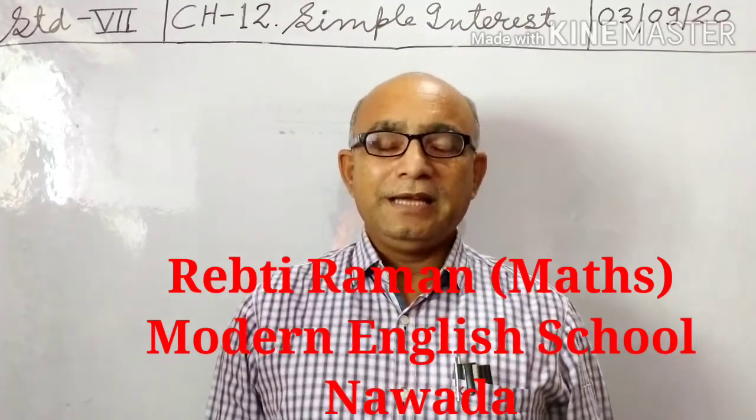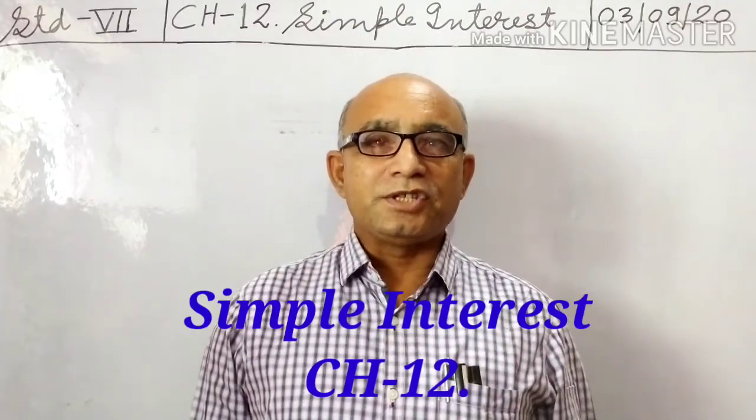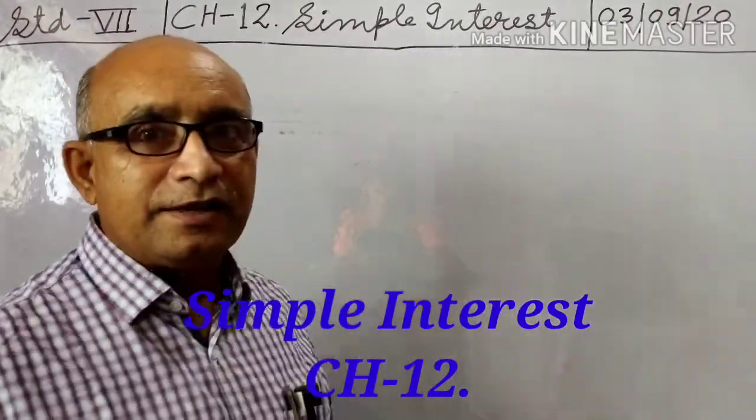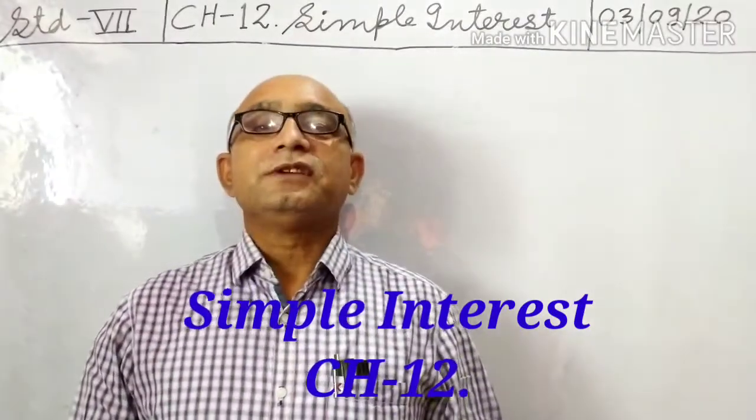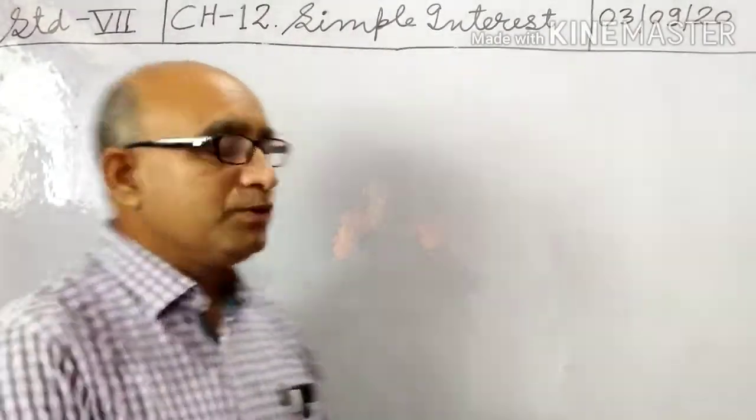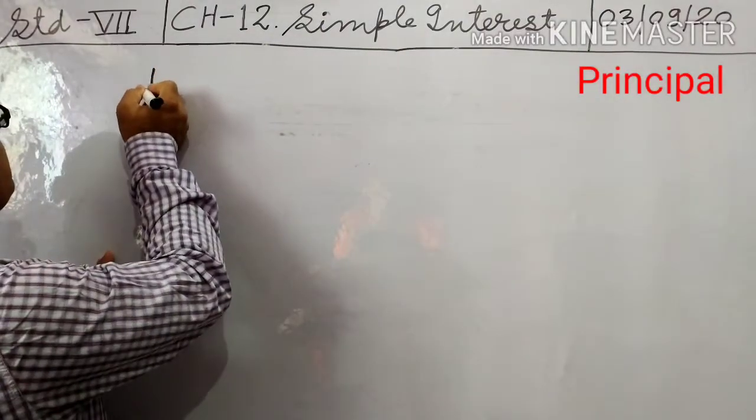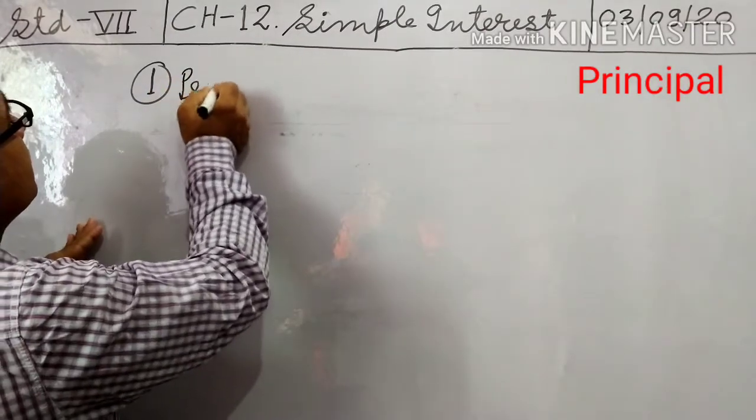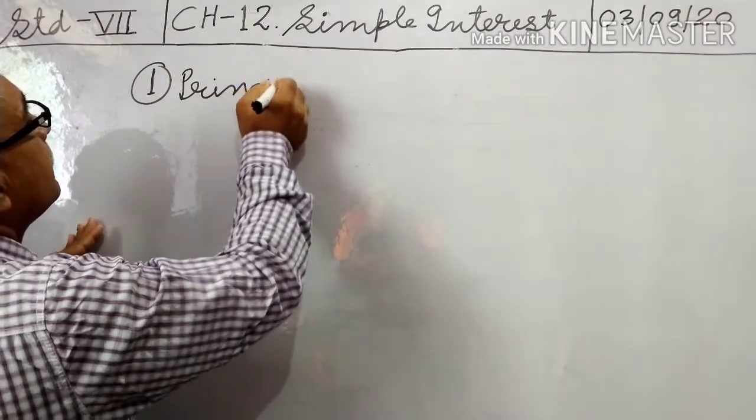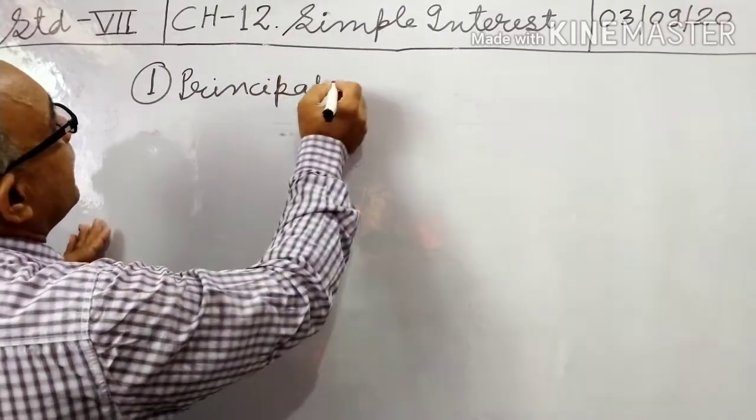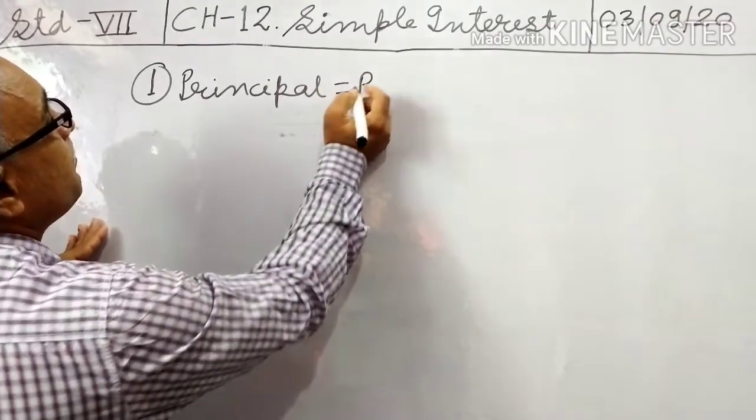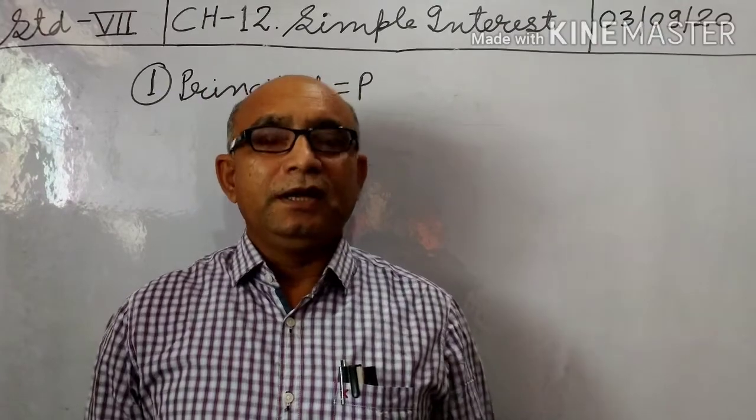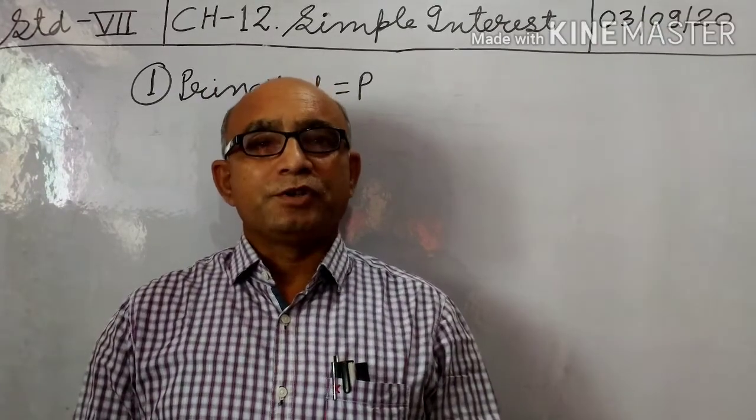Students, today I shall discuss with you about simple interest, chapter 12. In simple interest, some important terms. First term is principal. The abbreviation of principal is P. The money which is borrowed is called principal or sum.